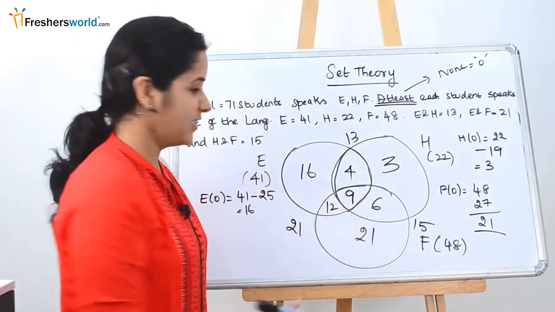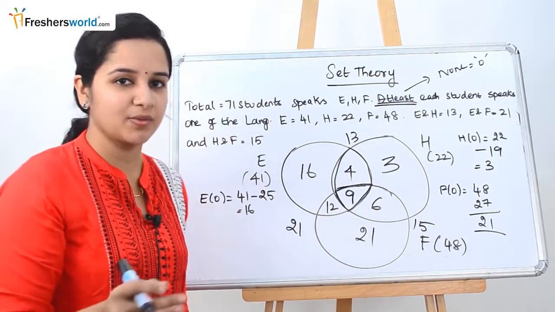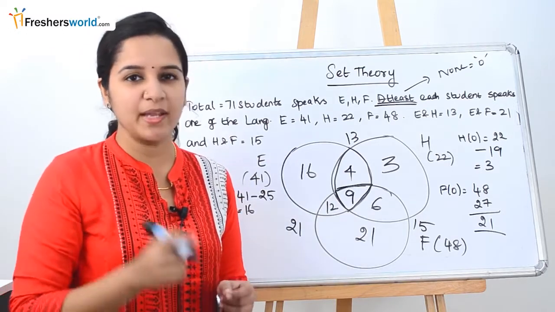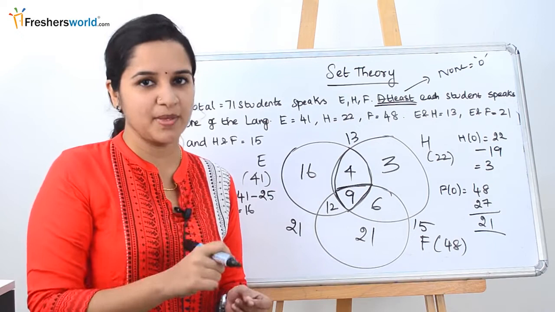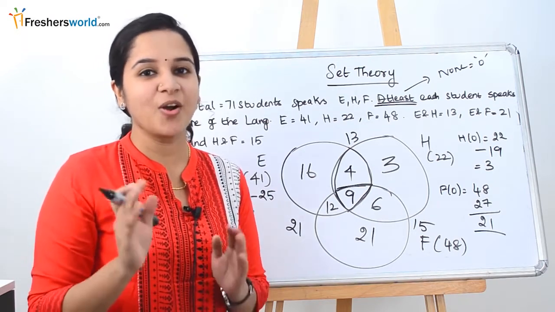So how did we do it? First we have to find the middle part value, which is the number of people who speak all three languages. For that, what did we do? We know the formula: total is equal to A plus B plus C minus both AB minus both BC minus both CA plus none plus all ABC.